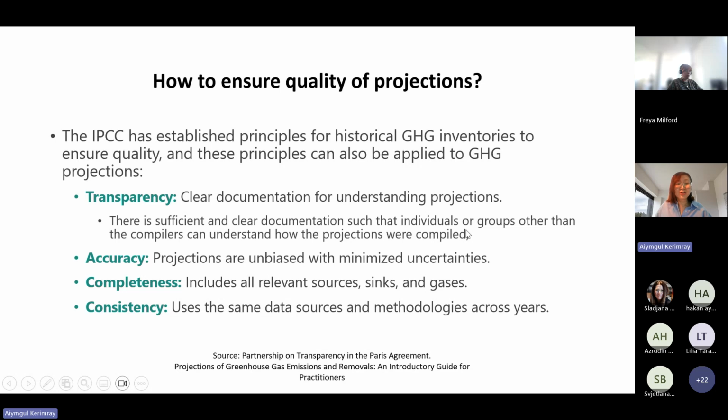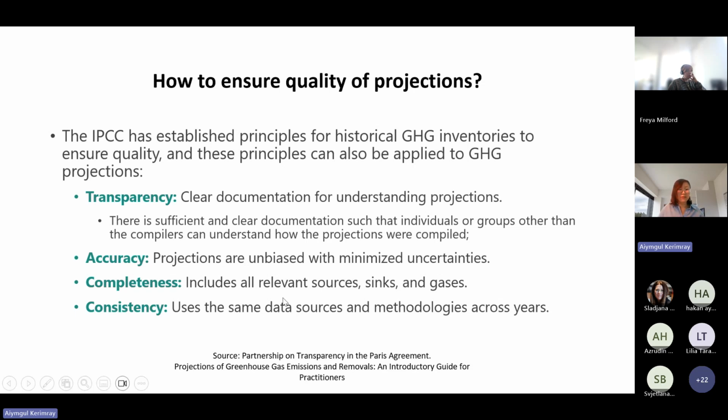But if we just think that IPCC principles for historical GHG inventories ensure the quality, this principle can also be applied for the projections in theory. For example, transparency, clear documentation for understanding projections, so that there is sufficient and clear documentation such that individuals or groups that compile the projection can understand how the projections were compiled.